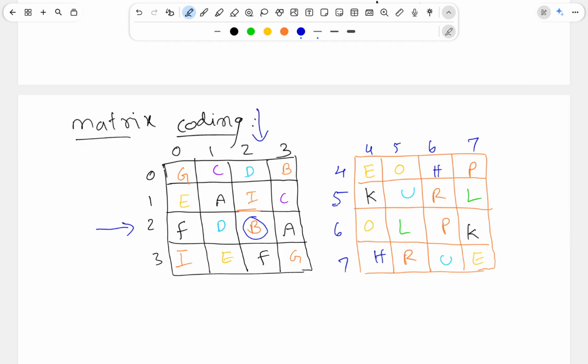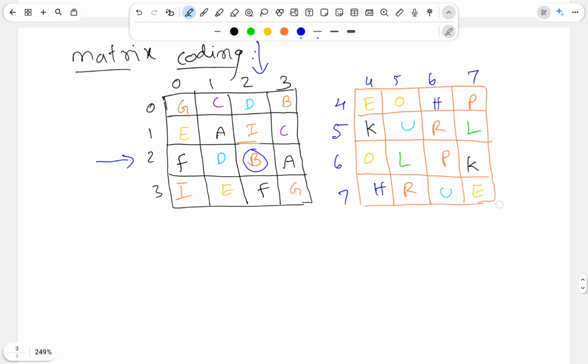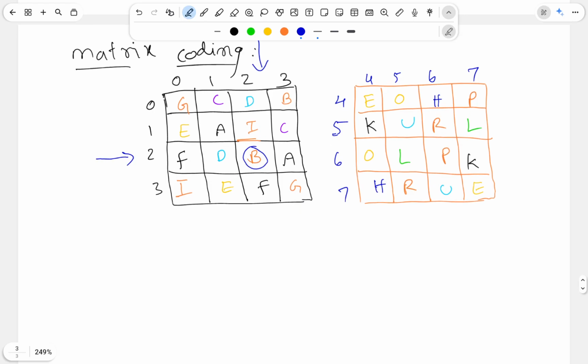But suppose sometimes they will mention first column and then row. Otherwise, we should not consider. Suppose if they ask, what is the code for, what we will take?